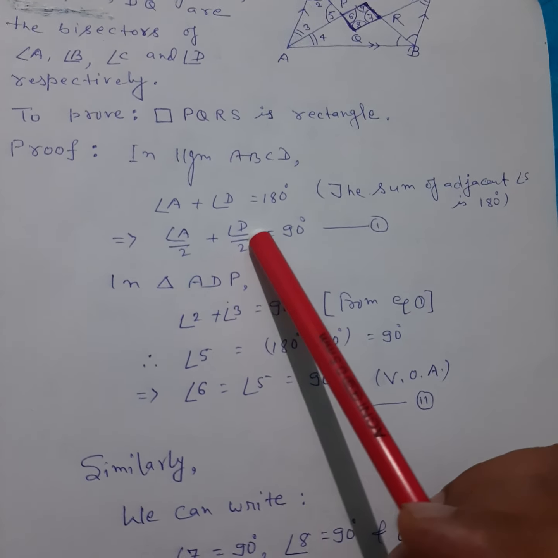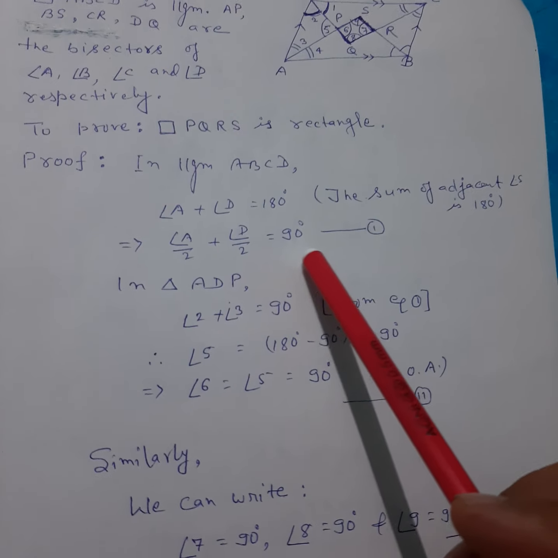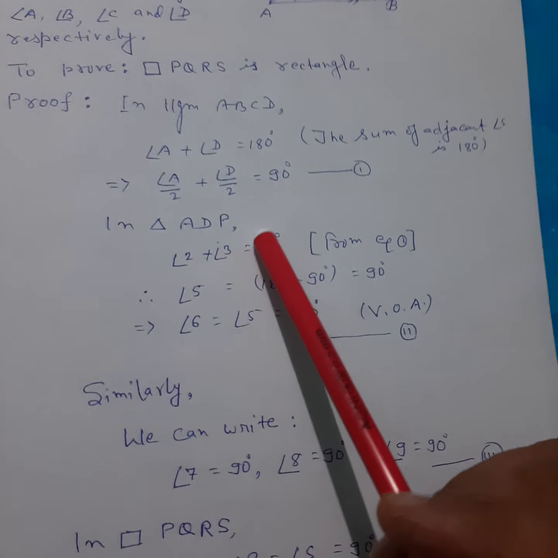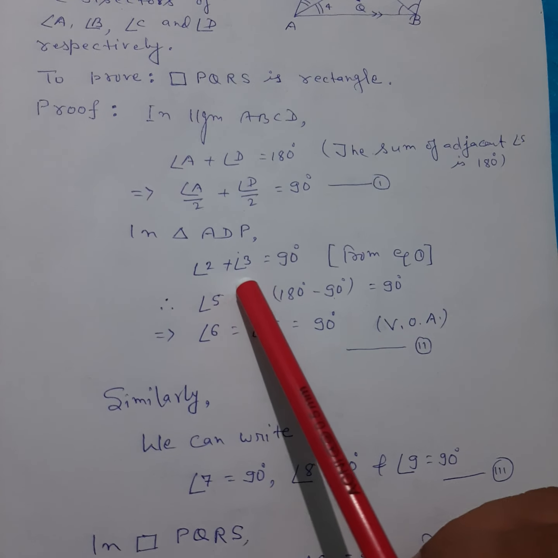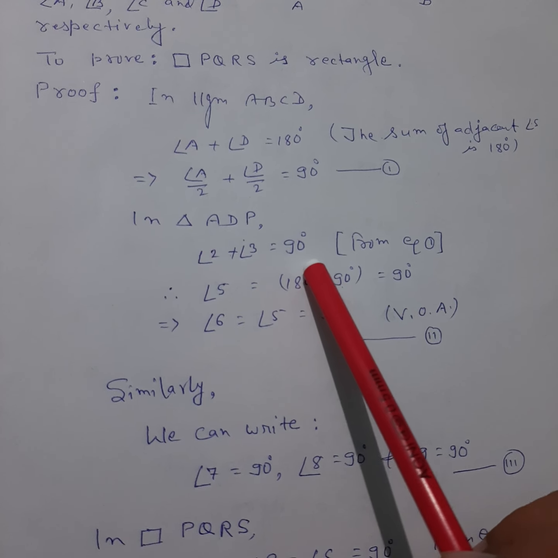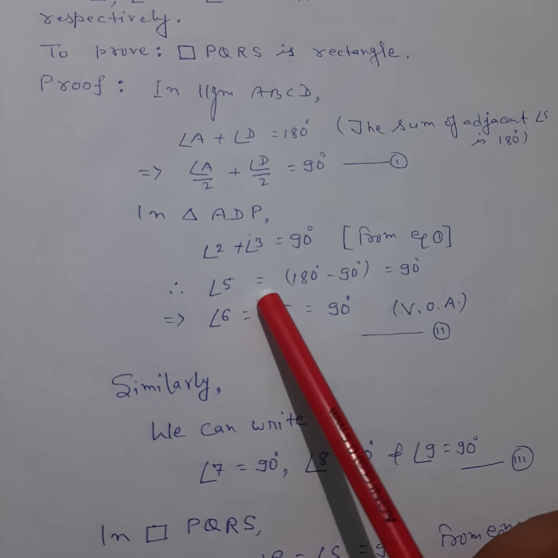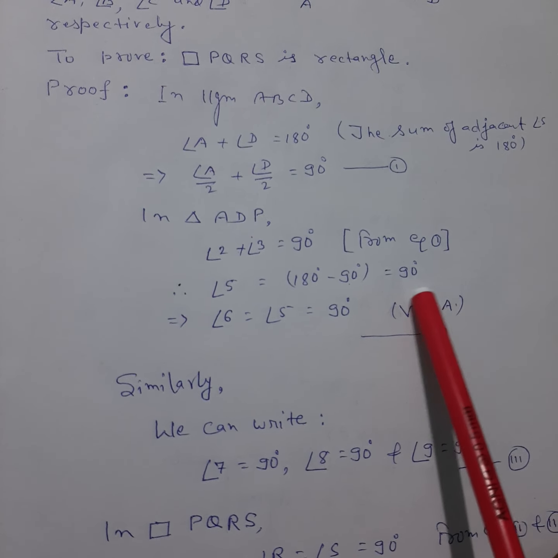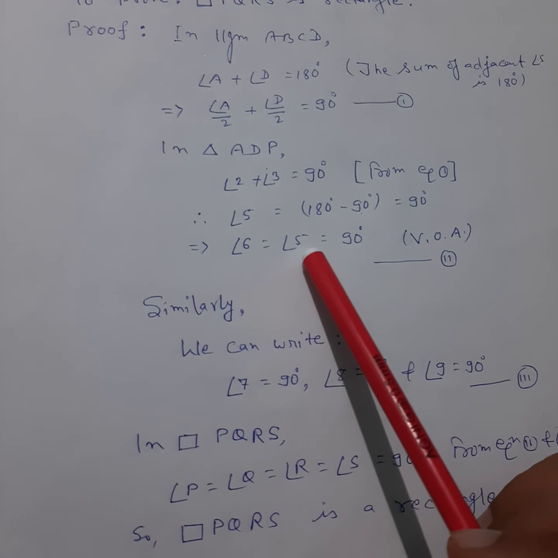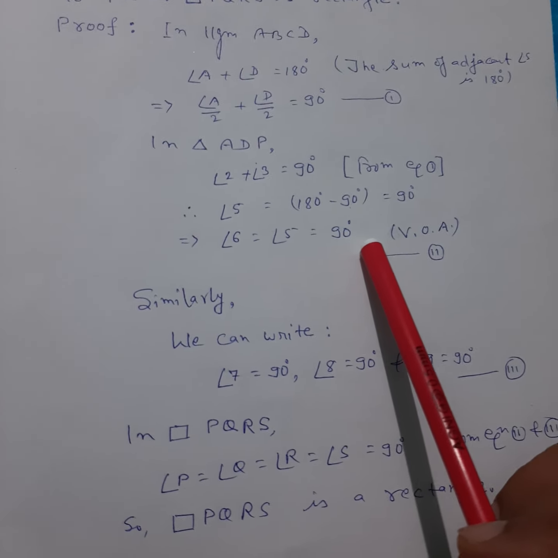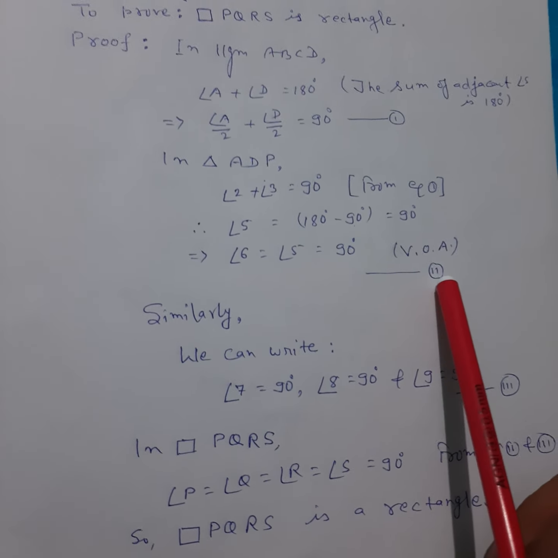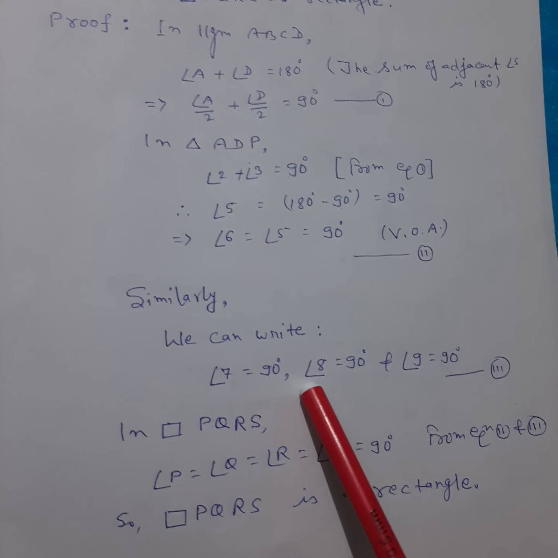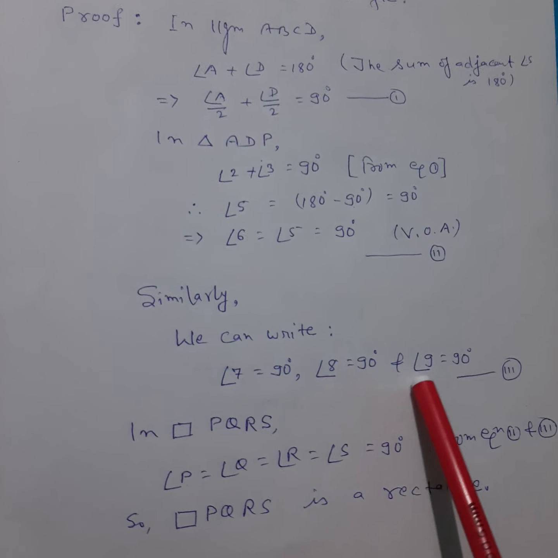Angle A by 2 plus angle D by 2 equals 90 degrees. In triangle ADP, angle 3 plus angle 2 is 90 degrees. Therefore, angle 5 equals 180 minus 90, which equals 90 degrees. Angle 6 equals angle 5, vertically opposite angles, 90 degrees, equation 2. Similarly, we can write angle 7 equals 90 degrees, angle 8 equals 90 degrees and angle 9 equals 90 degrees.